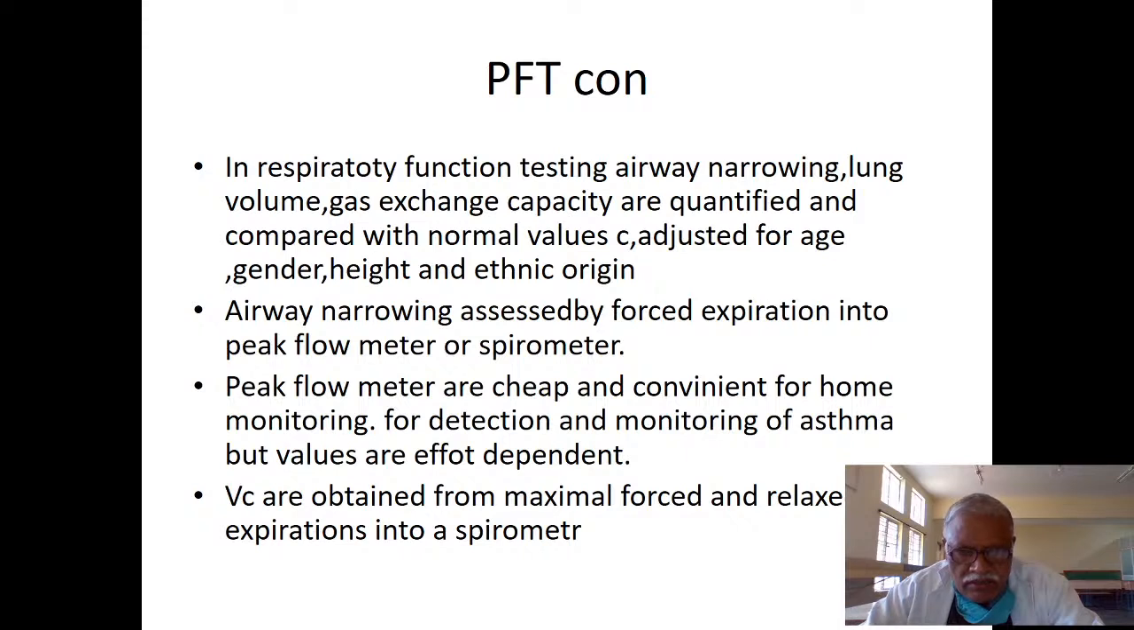Airway narrowing is assessed by forced expiration into a peak flow meter or spirometer. Peak flow meters are cheap and convenient for home monitoring, for detection and monitoring of asthma, but values are effort dependent. The vital capacity is obtained from maximal forced and relaxed expirations into a spirometer.